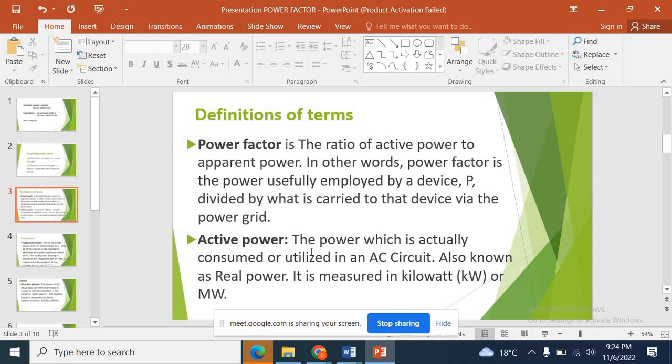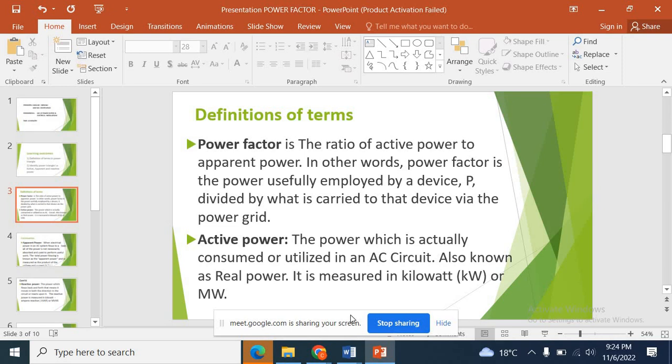From my slide, power factor is defined as the ratio of active power to apparent power. In other words, power factor is the power usefully employed by a device, which is represented by letter P, divided by what is carried to that device via the power grid. Are we together? Yes. These are the terms we are going to use when we come to our main topic, which is the power factor. So our second term is the active power. Who can define for us? Who has an idea what active power is?